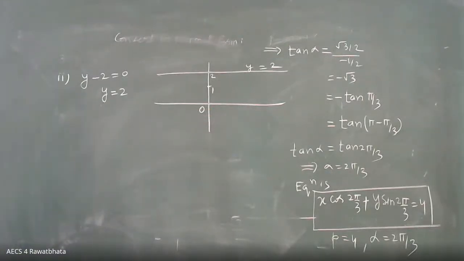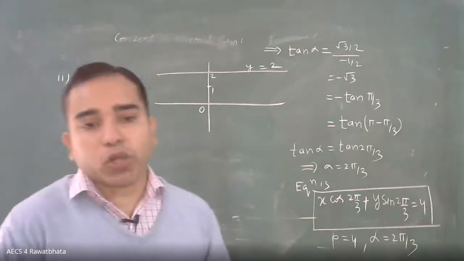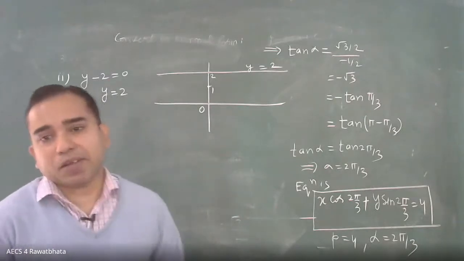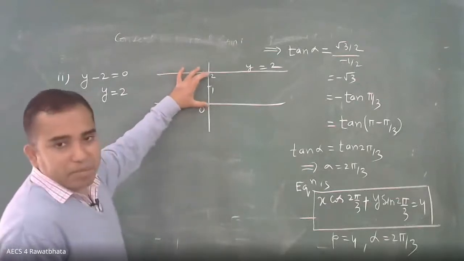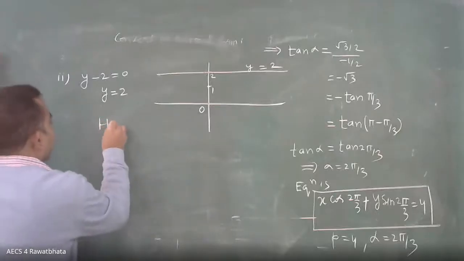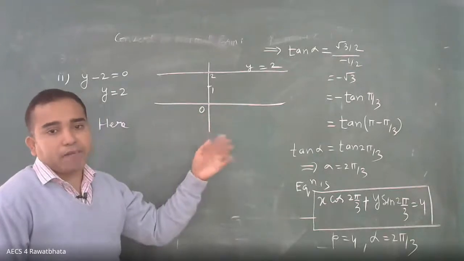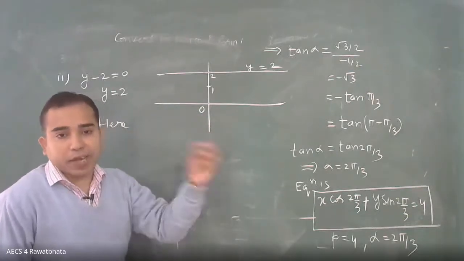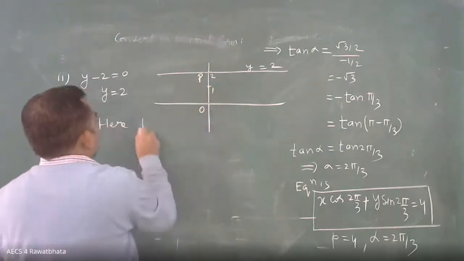From the graph, what is p? You should know p is the length of perpendicular from origin on the line. So p is how much here? 2. So from graph, instead of following that whole procedure, better you draw the graph, and p means length of perpendicular from origin on the line. This is OP. This is OP equals to 2. P is equal to 2.